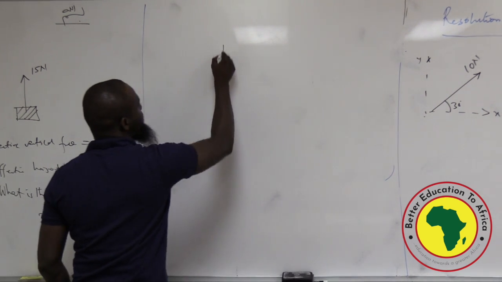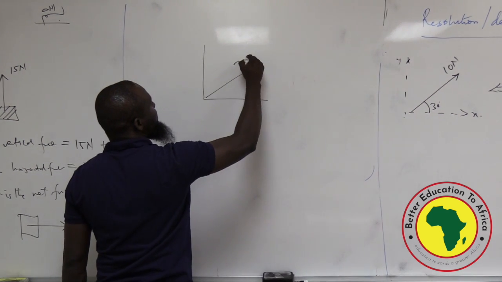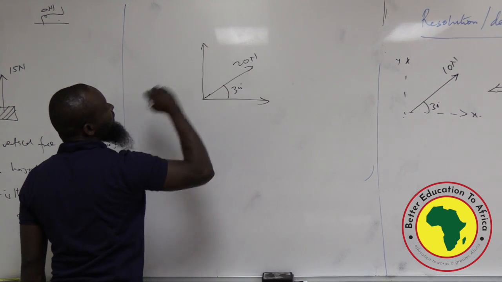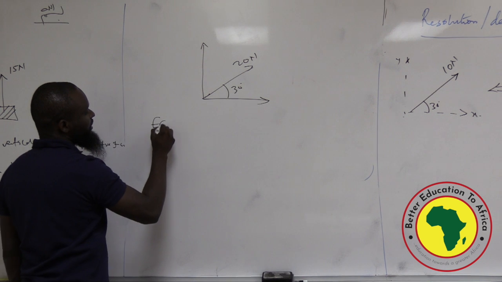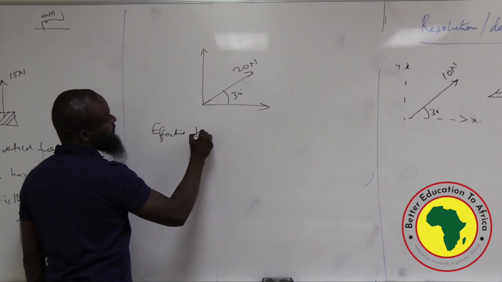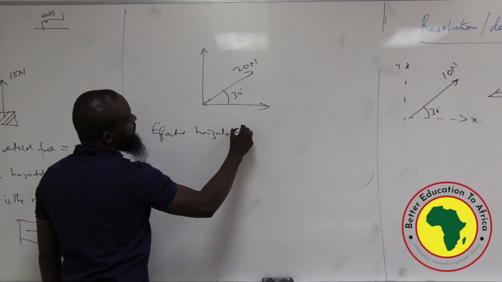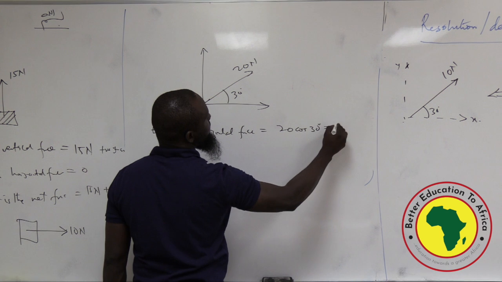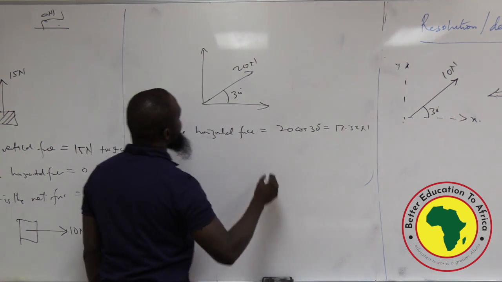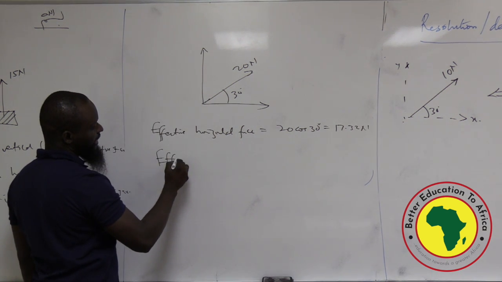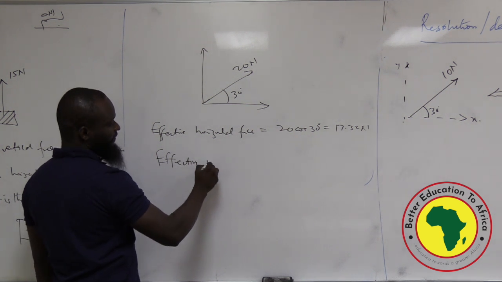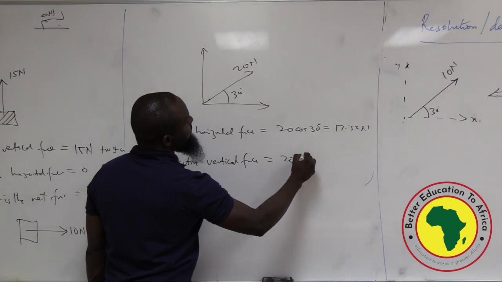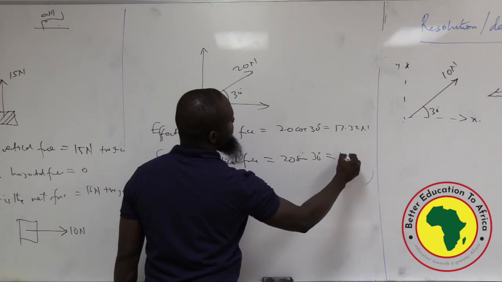Now I have a force of 20 Newton at an angle of 30 degrees. So I say, what is the effective horizontal force? So the effective horizontal force is just 20 cosine 30 degrees, 17.32 newtons. What is the effective vertical force? That's the vertical component. Okay, effective vertical force is just 20 sine 30 degrees, which is 10 newtons.